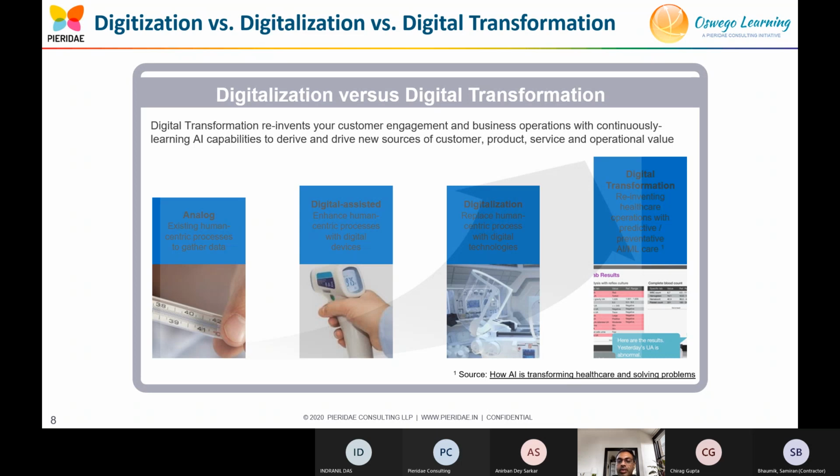You can do a preventive diagnosis of any critical diseases based on the historical data of so many patients. And those diagnoses will be very accurate. You have so much data over a period of time and your algorithms are doing a prediction out of that, and that's bound to give a perfect result. So this is where your digital transformation happens, from analog to digital, assisted to digitalization, and from there to digital transformation. Any questions here?